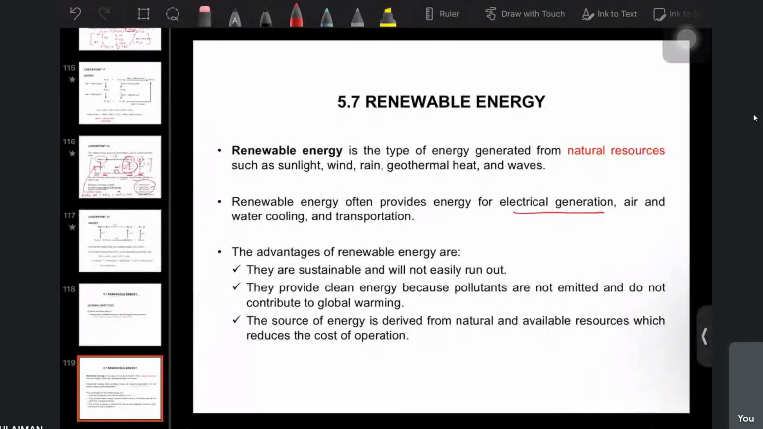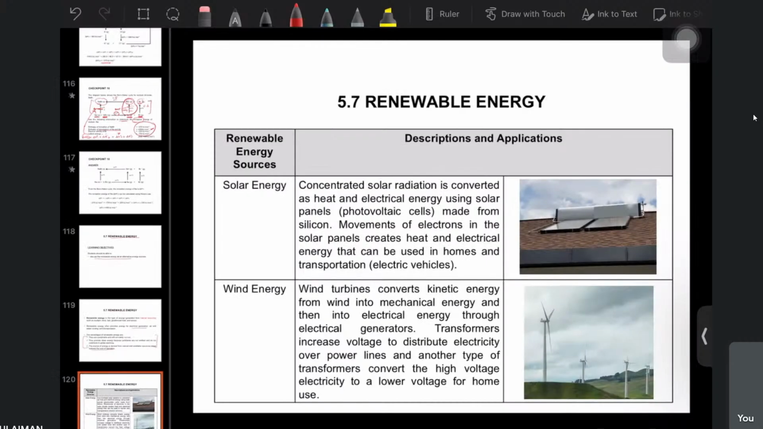The advantages of renewable energy: they are sustainable and will not easily run out. They provide clean energy because pollutants are not emitted and do not contribute to global warming. The source of energy is derived from natural and available resources, which reduces the cost of operation. So you can remember the advantages of renewable energy. For example, we have solar energy, which is converted from solar radiation into heat and electrical energy using solar panels and so on. You can read renewable energy yourself.